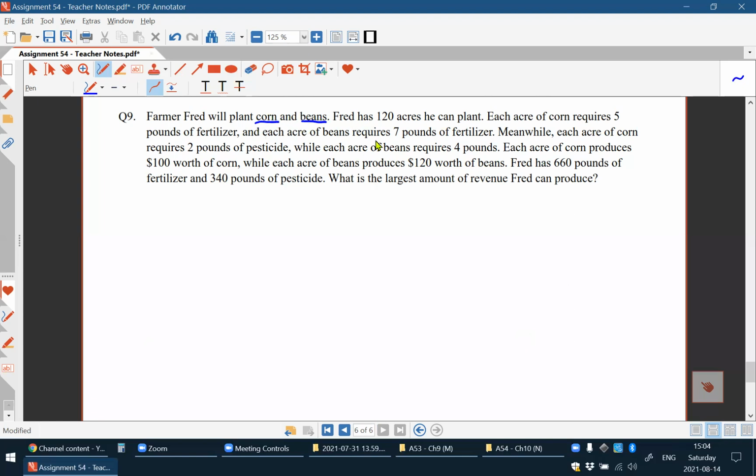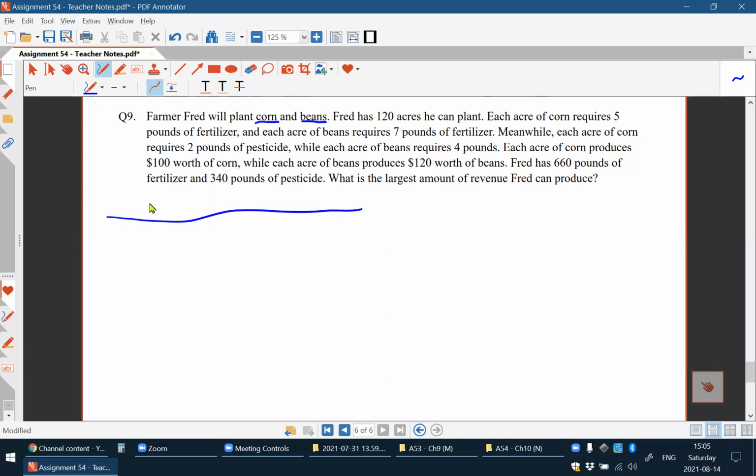And these crops can bring revenues. There are some limitations because he has limited size of land and limited amount of fertilizers and limited amount of pesticide, right? He can't just plant corn or beans unlimited.